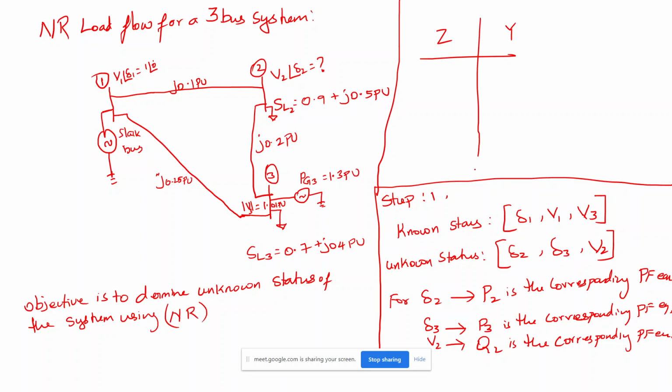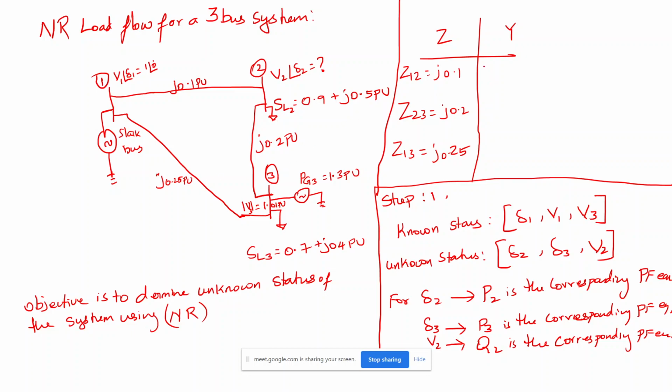So what is Z12? Can anyone tell me what Z12 value is given? It is j0.1. And what is Z23? j0.2. Good. And what is Z13? 0.25, right? So this is given for us. These three data we have taken.